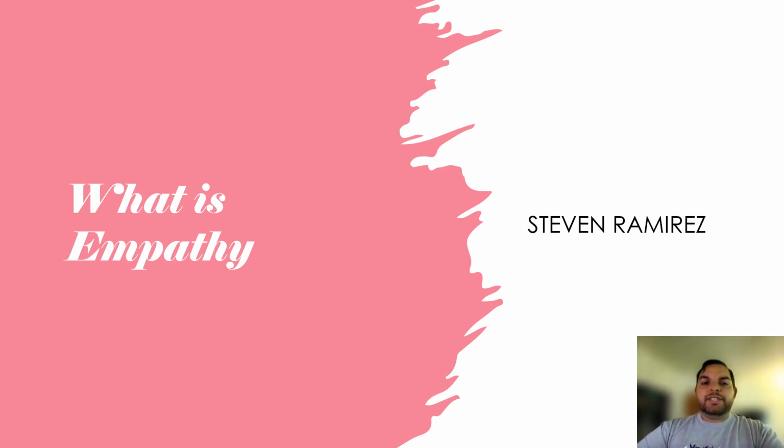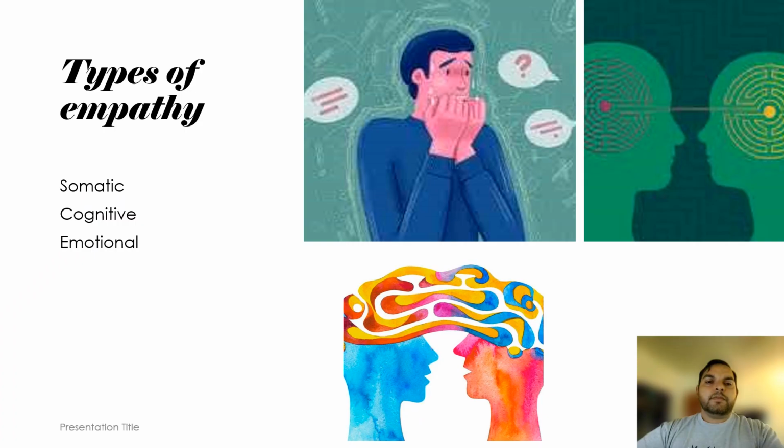I will be covering the skill that is known as empathy, located in Chapter 5. There are three types of empathy. The first type is somatic, the second type is cognitive, and the third type is emotional.